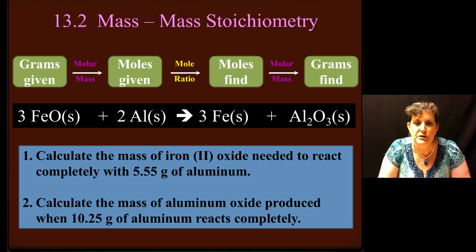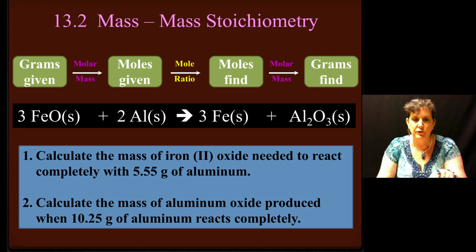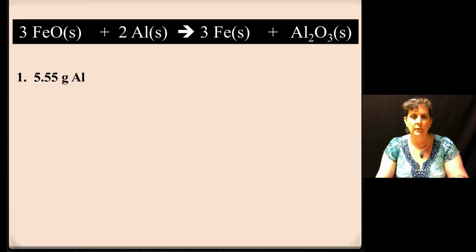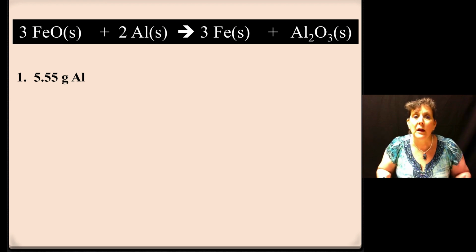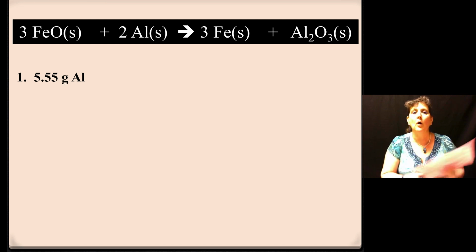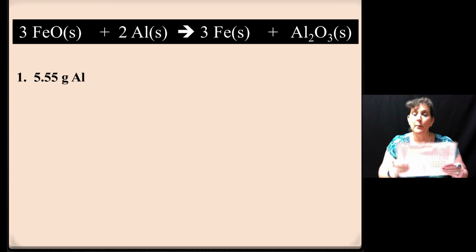All right, I'm going to switch to a new screen. Here we go. We're starting with grams of aluminum, and we're trying to find iron(II) oxide. All right, 5.55 grams of aluminum. It's a stoichiometry problem. We need a mole ratio, so we need to get to moles. We get to moles using the periodic table's molar mass. What's the molar mass of aluminum?